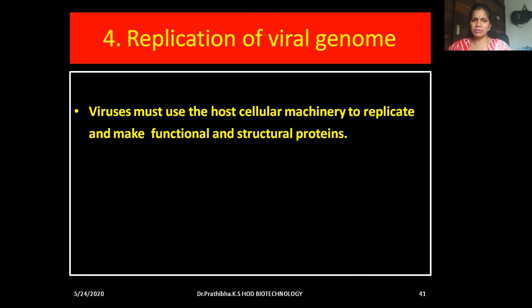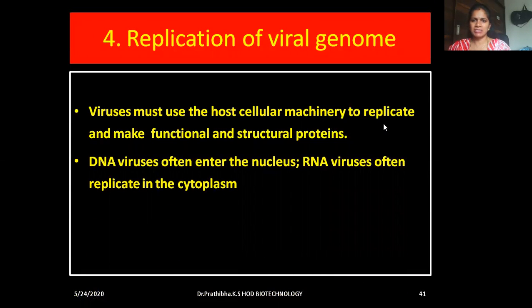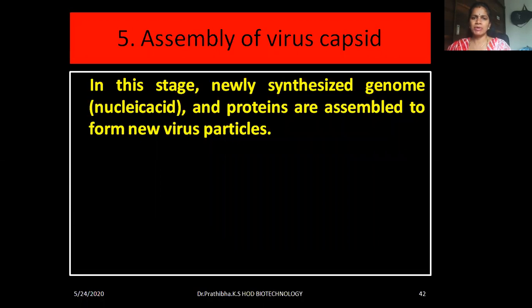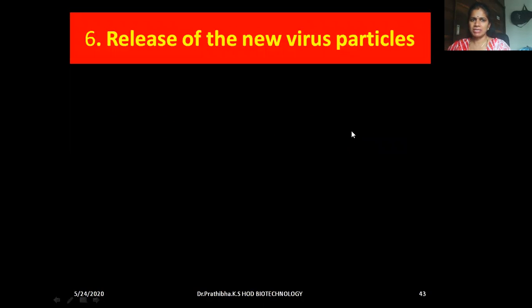Replication of viral genome. Viruses must use the host cellular machinery to replicate and make functional and structural proteins. DNA viruses often enter the nucleus, and RNA viruses often replicate in the cytoplasm. Next, the fifth one, assembly of virus capsid. In this stage, the newly synthesized genome, that is nucleic acid, and proteins are assembled to form new virus particles.